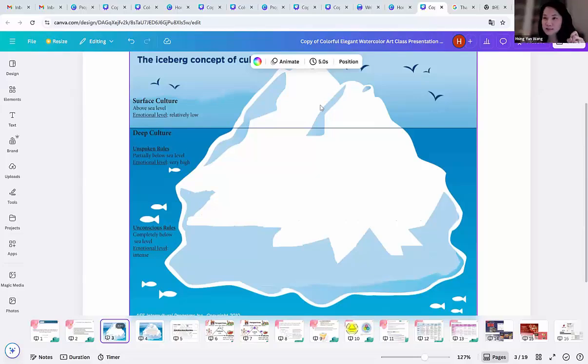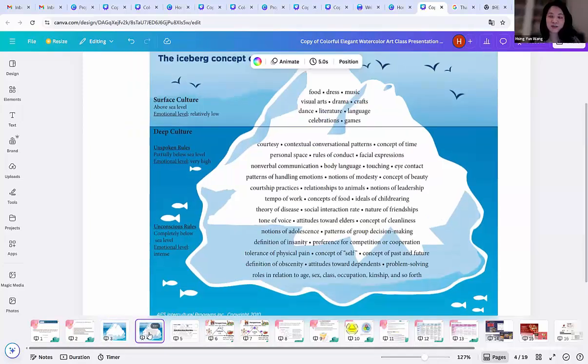These kinds of products are usually the surface. Okay. And we have the expert to tell us more about what they are. I can let you see the next one. Food, dress, music, visual arts, drama, crafts, dance, literature, language, celebration, games. Okay. So the deeper ones are in the middle, unspoken rules, which can be emotional level, higher than the surface one. And the unconscious rule level can be more emotional, even more intense.